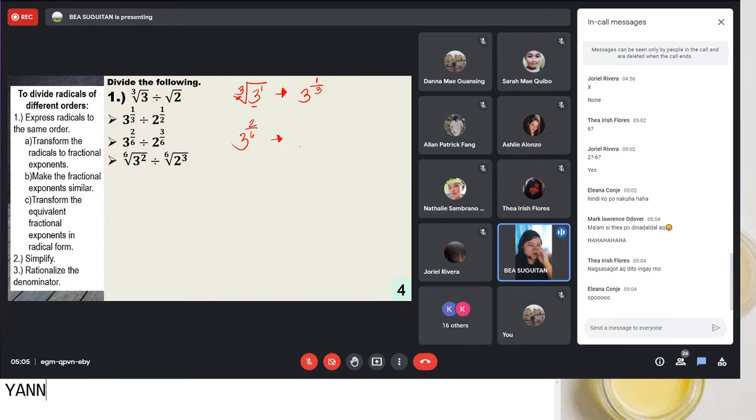So, you put your radical sign. And then once again, the base of your expression will also be the base of your radicand. The numerator will be the exponent of your radicand. And then, the denominator of your exponent will be the index. Kaya itong 3 raised to 2/6, that is also equal to 6th root of 3 squared. Nakukuha po?